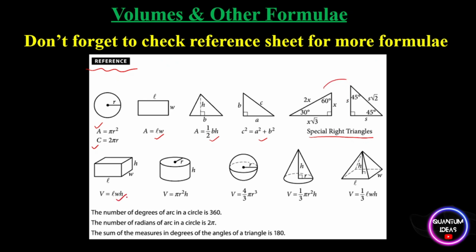Then the volume of a cuboid or rectangular prism, volume of a cylinder, volume of a sphere, volume of a cone, and volume of a pyramid. I think the rectangular base pyramid is given. The number of degrees of arc in a circle is 360 degrees. The number of radians of arc in a circle is 2 pi. The sum of the measures of the angles of a triangle is 180 degrees. So these are already provided, so you don't have to worry about the formulas in this reference sheet.